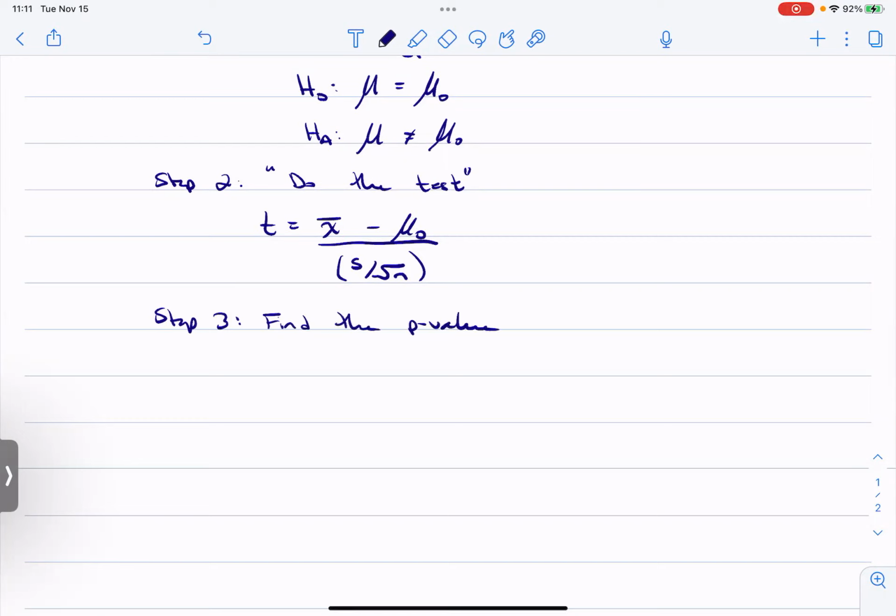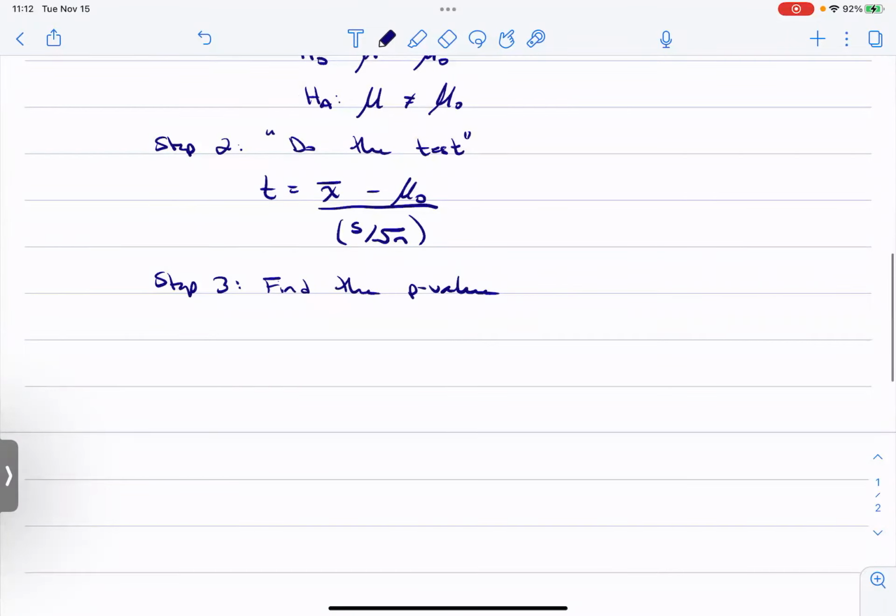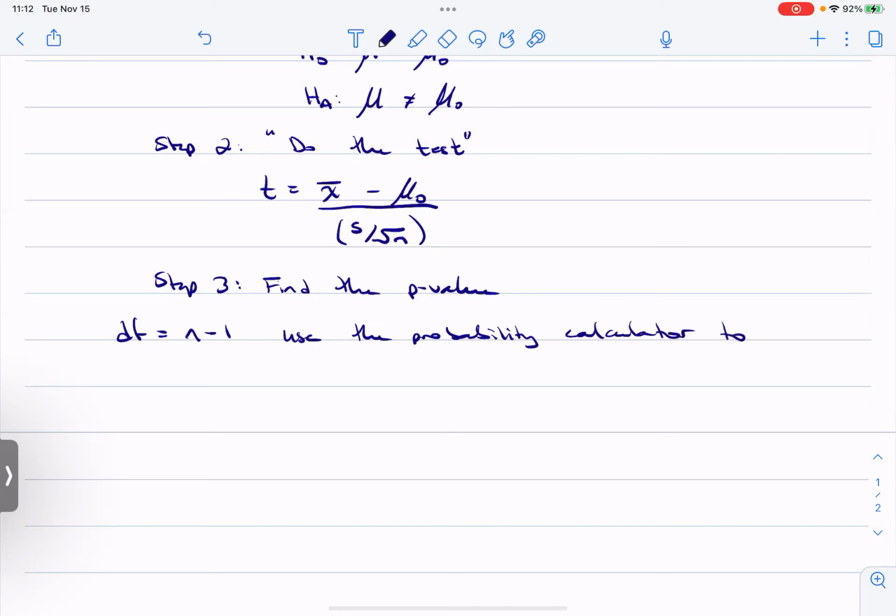Find the p-value. We're going to use the probability calculator again. So our degrees of freedom is going to be n minus 1. And then use the probability calculator to find the p-value.